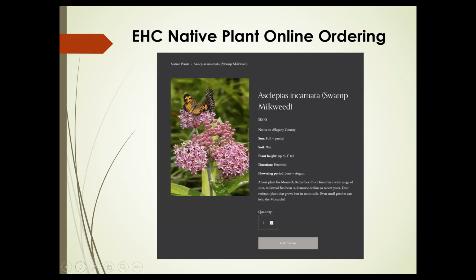And then someone had a question about our pre-order sale. So I just want to show you a couple of slides from our website. It has some great information on there. It tells you if it's native to our area and what kind of sun it needs, soil, how tall it grows, if it's a perennial, an annual, and then it gives you a little bit of information about the plant as well. So it's a really great website that Sam has put together for us. So I think it'll be helpful for everyone looking at that.